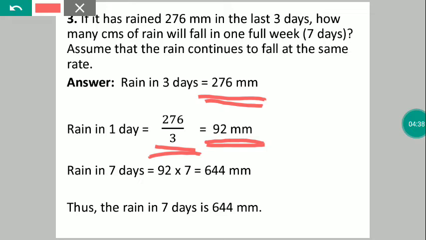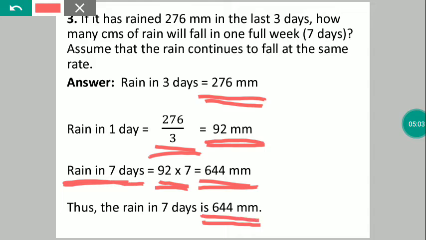Now we have to find the rain in one full week, meaning the total days in a week are 7. So now the rain in 7 days is 92 into 7, which is equal to 644 mm. Thus, the rain in 7 days is 644 mm. Now we have to find the answer in centimeters. You can convert this mm into centimeters.